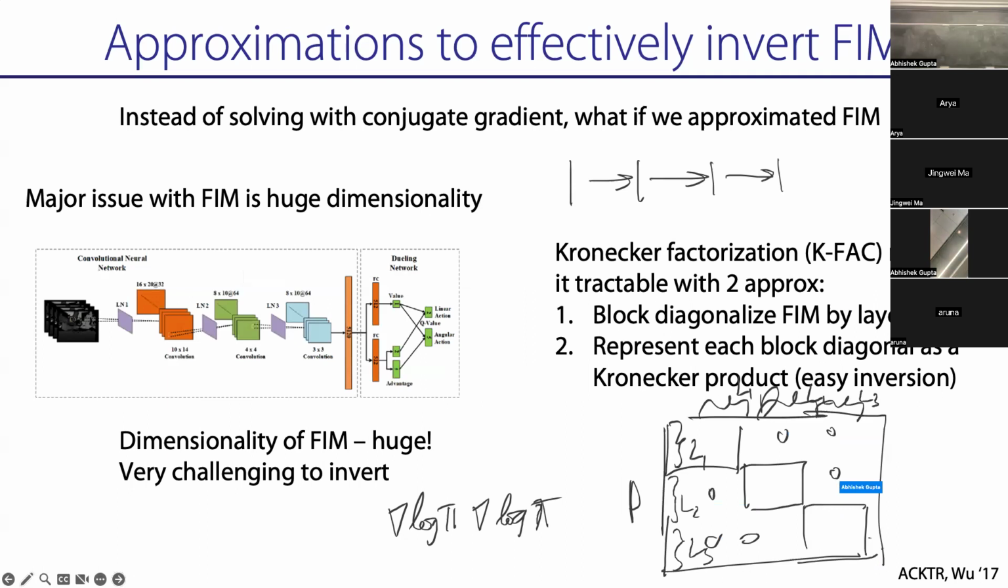Yeah. And so the point is that you can ignore the dependence between different layers. The approximation is that you're pretending that different layers are independent of each other. There's still a correlation between the parameters of a layer, but you're pretending that different layers are independent of each other, right? Approximation 1.